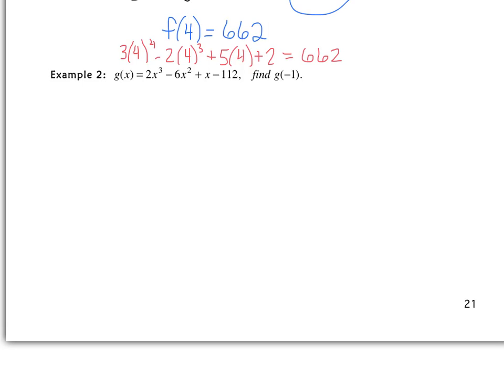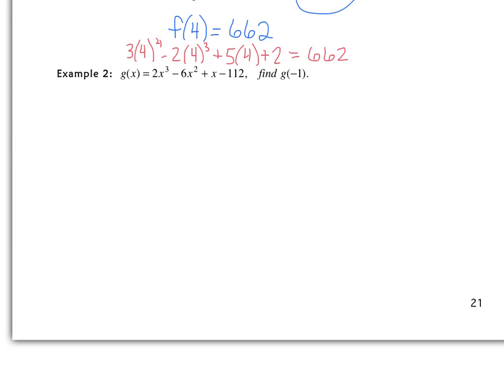All right, let's look at example 2. We have g of x equals 2x to the third minus 6x squared plus x minus 112, and we are finding g of negative 1, so that negative 1 goes on the outside. And I put in all the coefficients of g of x, so 2, negative 6, 1, and negative 112. There was no missing power of x, so I didn't need a placeholder. Going down, we just bring the 2 down, and now we multiply that 2 by this negative 1 on the outside. So we would get negative 2.